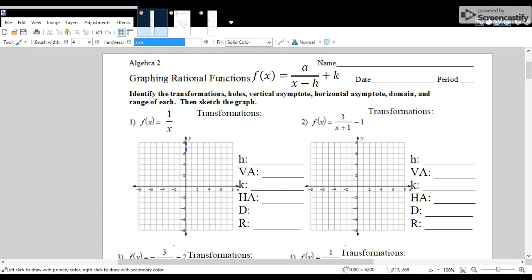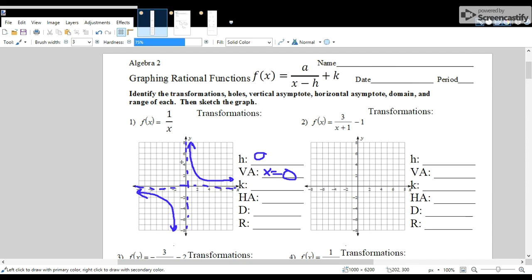If you were to graph that in the calculator, it will have a vertical asymptote at x equals 0 and a horizontal asymptote at y equals 0. And your graph will be in the first and third quadrants. So your h is 0 because there's nothing here in the denominator except for x. So that means your vertical asymptote is x equals 0.